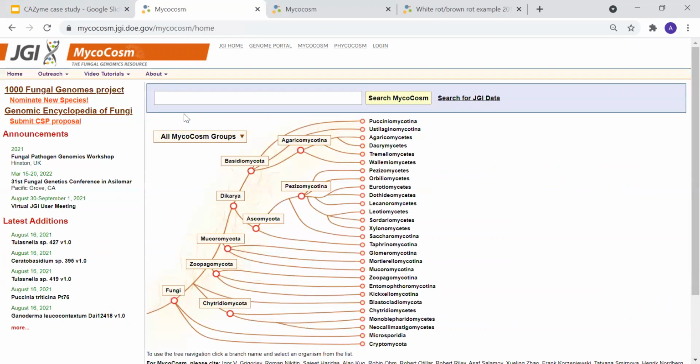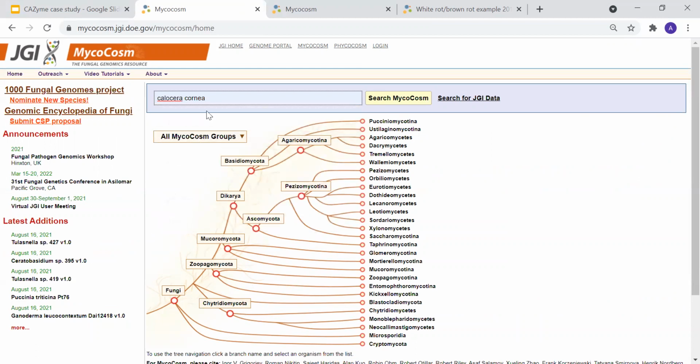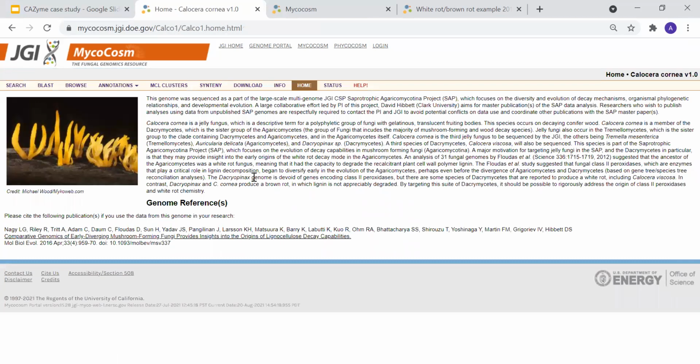So now what if I knew the name of a fungus that I wanted to look at and I didn't want to look through all of this tree because I didn't know where it was located? I can simply just search it in the search bar. So if I know that I want to look at Cornea, I can just enter that in there, search in MycoCosm, and it'll pop up over here and I can just click it similarly how I did earlier. And this will take me to the info page of this one.